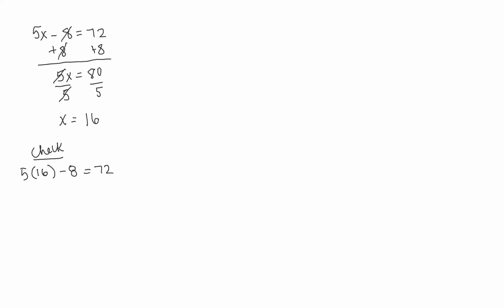All right. So then I'm going to use the order of operations to simplify the left-hand side. So I start with multiplication. 5 times 16 is 80. So I get 80 minus 8 is 72. And so then we just have to ask ourselves, does 72 equal 72? Absolutely. So we can say with confidence that our final answer is that x is equal to 16.